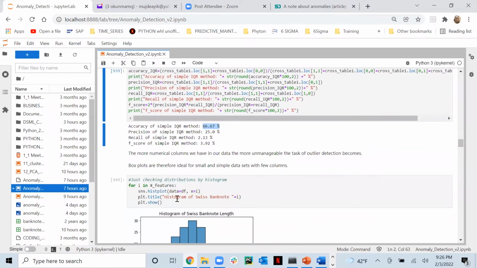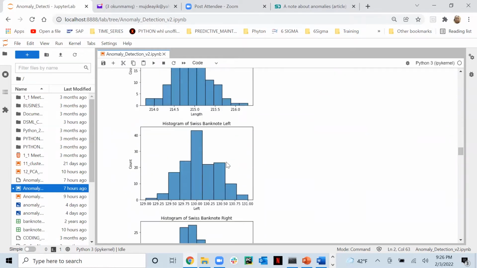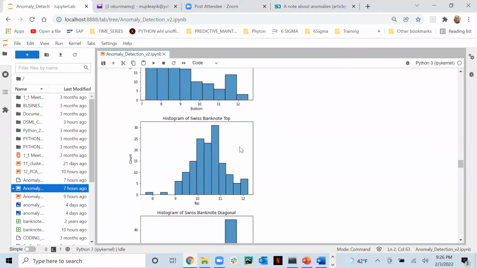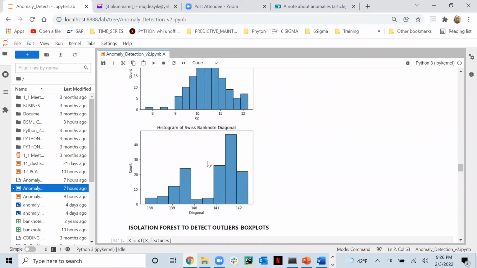Here, I also want to look at the histograms. This one looks normal, not too bad. But here, for example, these are bimodal distributions. So I'm sure I can do better than the IQR method.